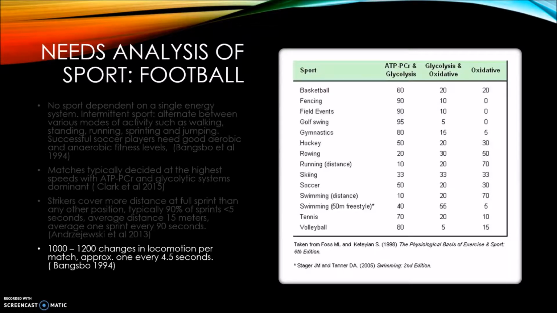Also, for a striker, there's 1,000 to 1,200 changes in locomotion during a match. Bangsbo again, 1994, and every 4.5 seconds there's a change of direction or a change of speed. So again, we need to take this into consideration when we design our program.